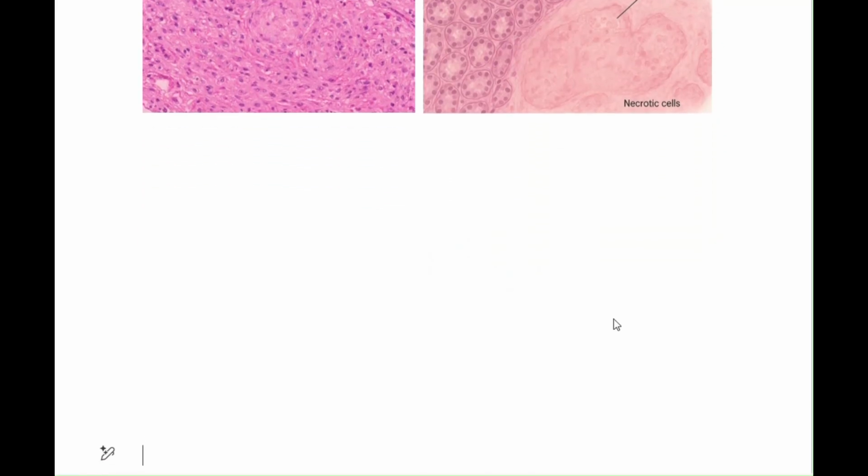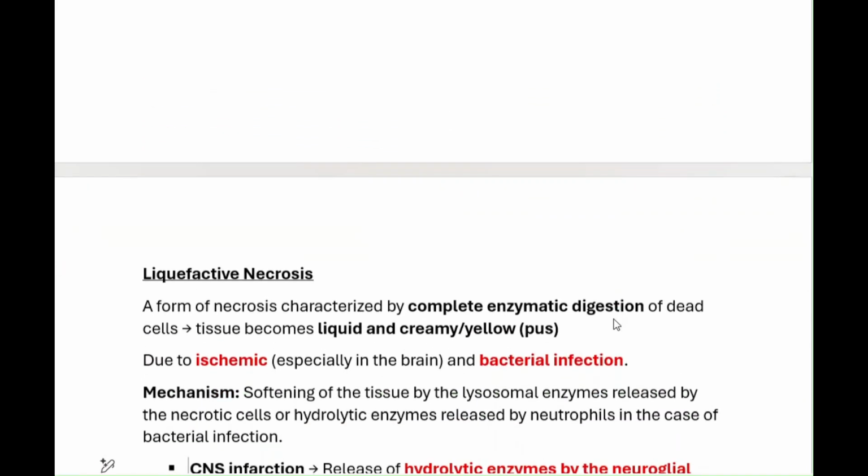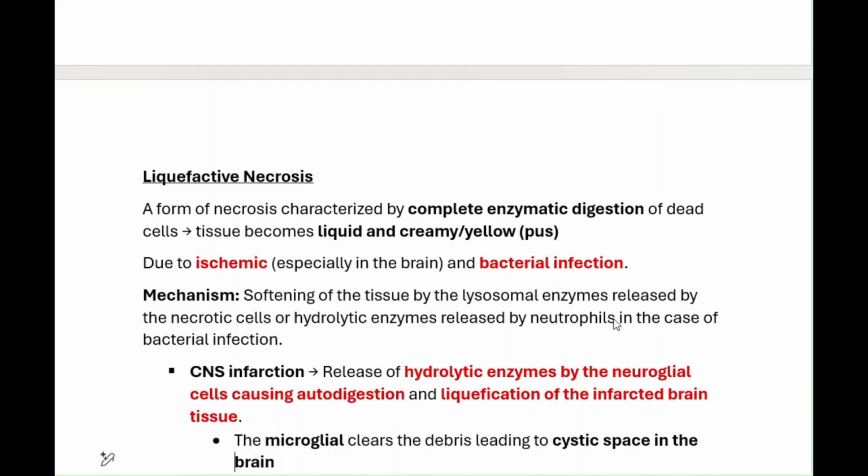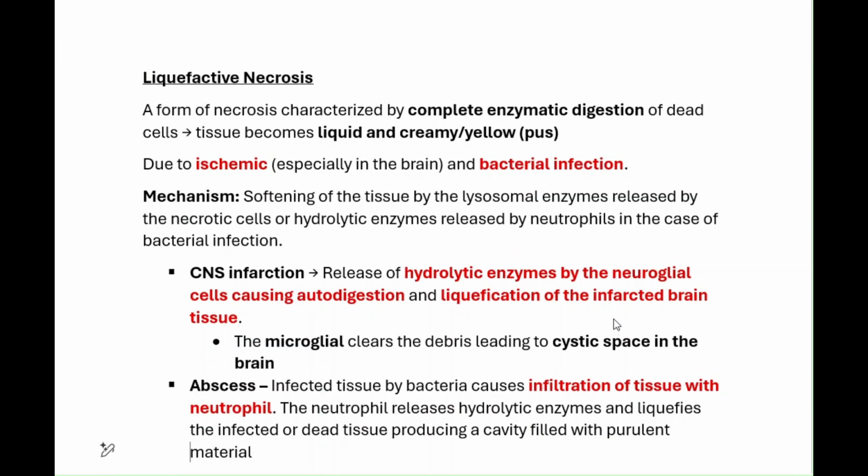So moving on to the next type of necrosis, which is going to be liquefactive necrosis. Liquefactive necrosis is a form of necrosis that is characterized by complete enzymatic digestion. So that's why they call it liquefactive. Those enzymes are going to digest those dead cells, and once they digest them, they're going to liquefy them and they become liquid, creamy, yellow, which is what we call pus. So they're going to appear like pus.